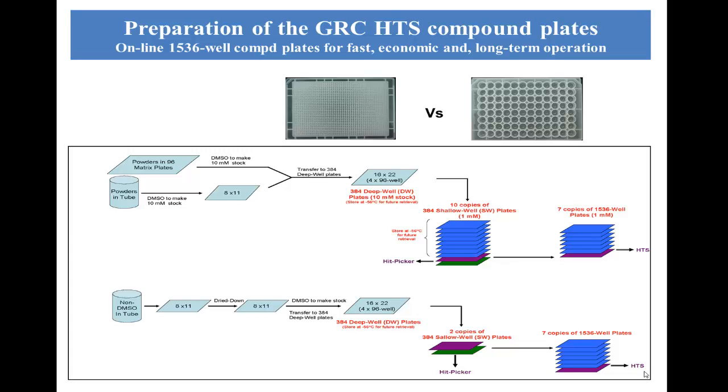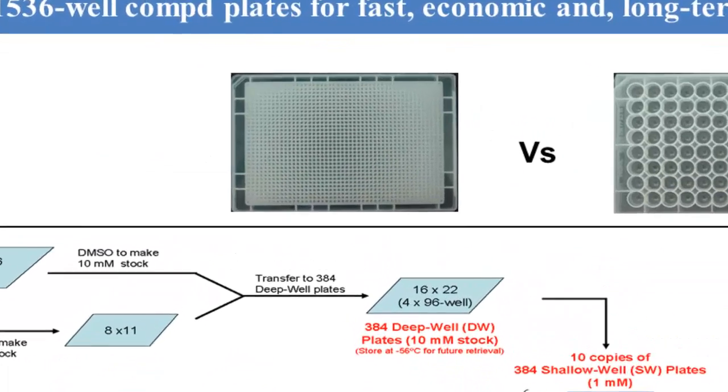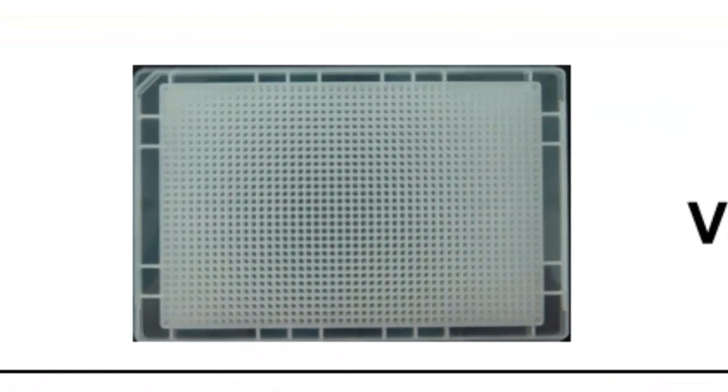Before I tell you the details of how we prepare the compound plates, I want to tell you in brief the advantages of our high throughput system, because that is related to how we prepare the compound plates. In my opinion, there are two advantages for our high throughput screening facility. The first is economy, because we are using 1536-well plates to conduct high throughput screening assays. Because the well is very small, each well usually contains about 5 microliters of assay total volume.